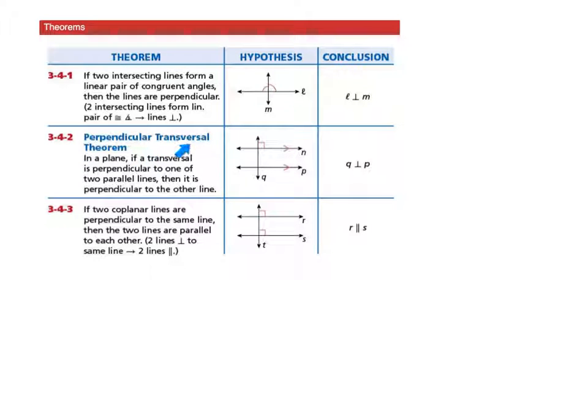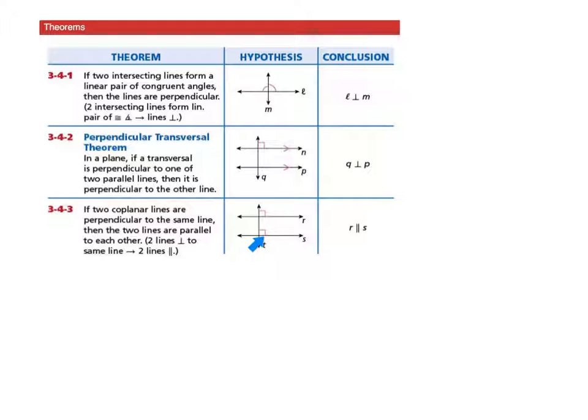The perpendicular transversal theorem says if we have these parallel lines and a transversal is perpendicular to one of those parallel lines, not both, then it is also perpendicular to this one right here as well.